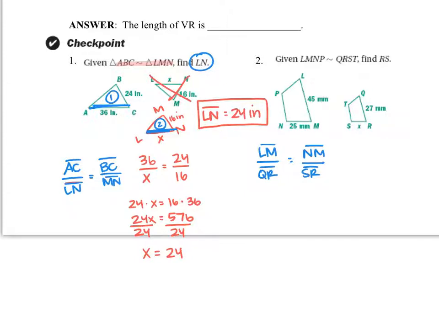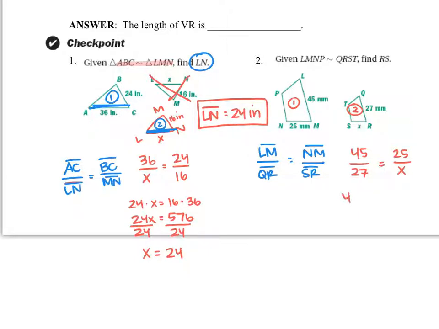All right, so you can see I set up the ratio of corresponding sides. Again, I tried to choose the side lengths that I actually had information about. I chose to put this one on top and this one on bottom. You could have done the opposite. Also, it would have been totally fine if you listed the pair NM and SR first and then LM and QR. That wouldn't make a difference at all. So now I'm ready to plug the numbers in. So LM is 45, QR is 27, NM is 25, and SR is what I don't know.